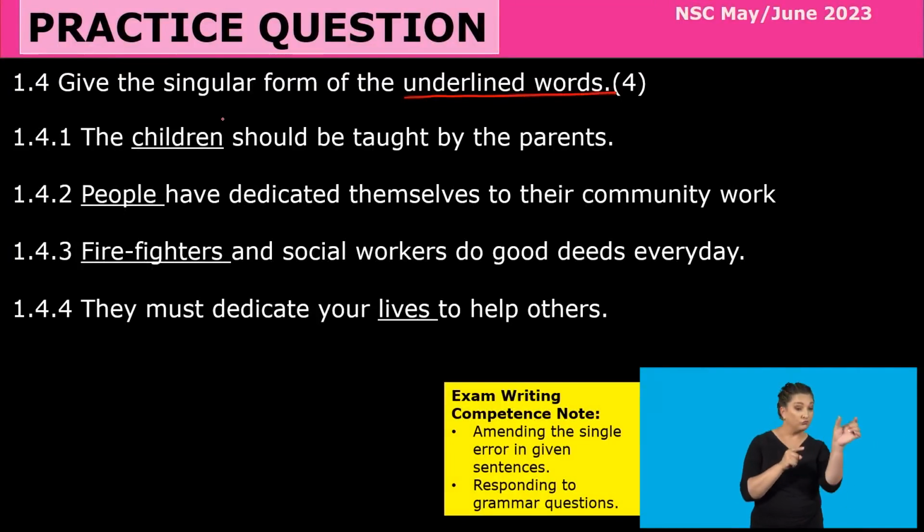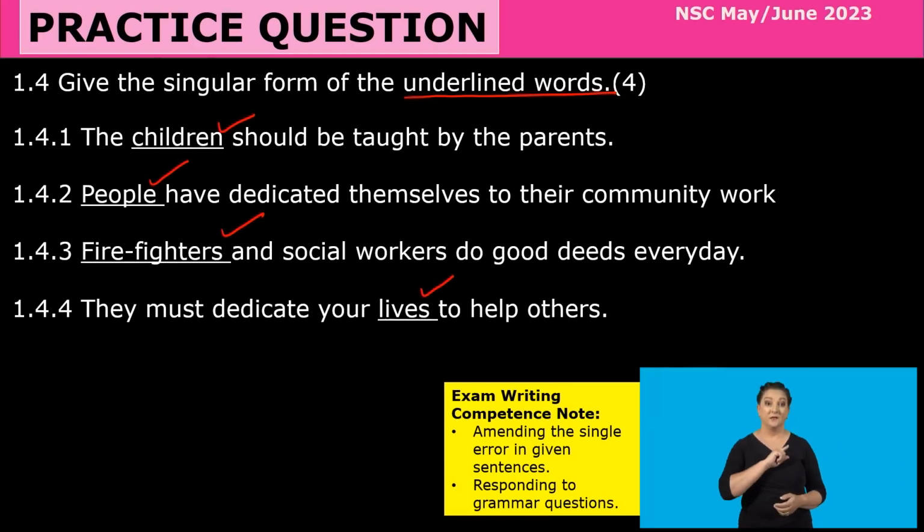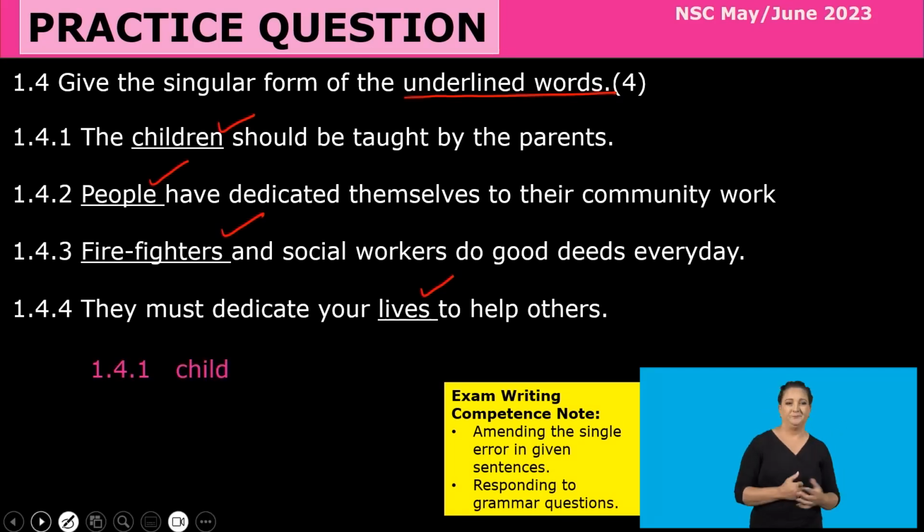So the underlined words here are children, people, firefighters, and lives. So these words need to be written in the singular form. Here in the sentence, it appears in the plural form, more than one. So now we're looking for the singular form, which children becomes child. Now remember, this is the unusual plural words, all right? We don't apply any plural rules here like adding an ES or adding an S.